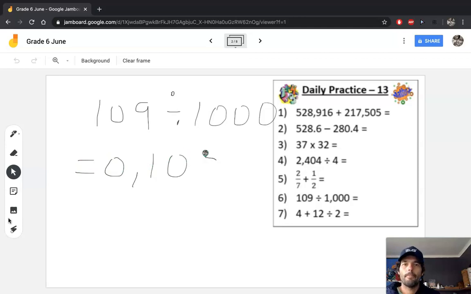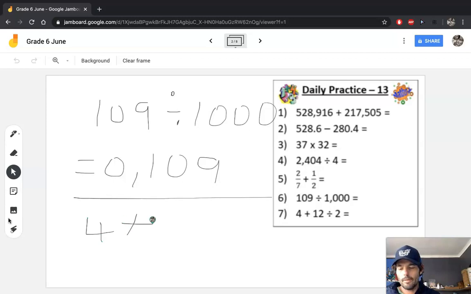0.109. And then your last question, question number 7, is all about order of operations. And we should know that division comes first. So I need to do the 12 divided by 2 first, and that gives me 6. And then 4 add 6 is going to give me 10.